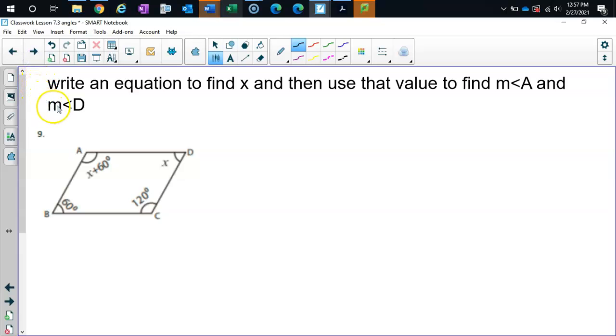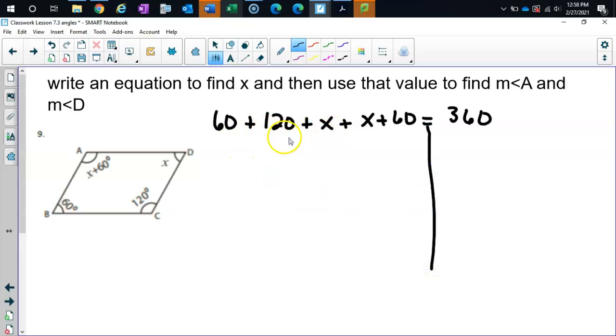Number 9, write an equation to find x. Go. All right, this is a quadrilateral. All 4 angles add up to 360. So our equation, I'm going to start down here, will be 60 plus 120 plus x plus 60 equals 360.